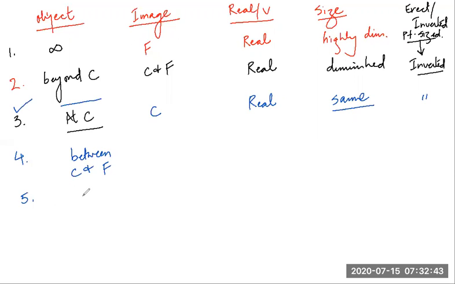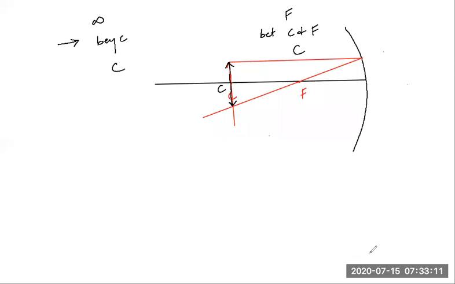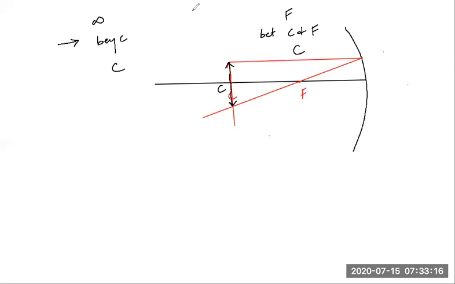The fifth one would be, we will again move it right side between C and F. From C, we will move to F. And the sixth one, we will place the object between F and P, the pole. So this is the case which will be a little bit more interesting. All right. So between C and F, when we draw the image, let's see what happens.